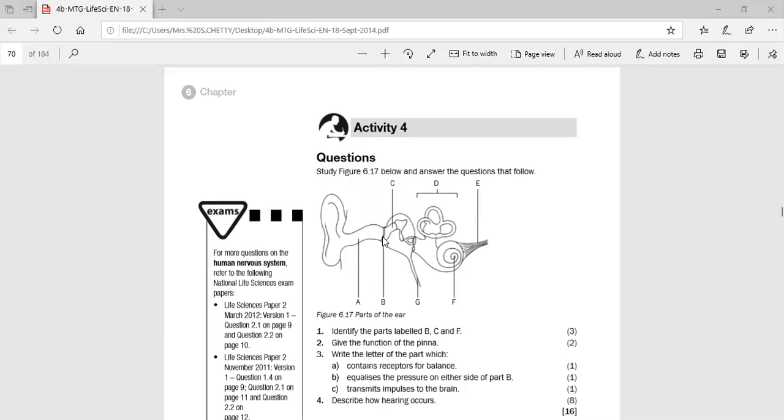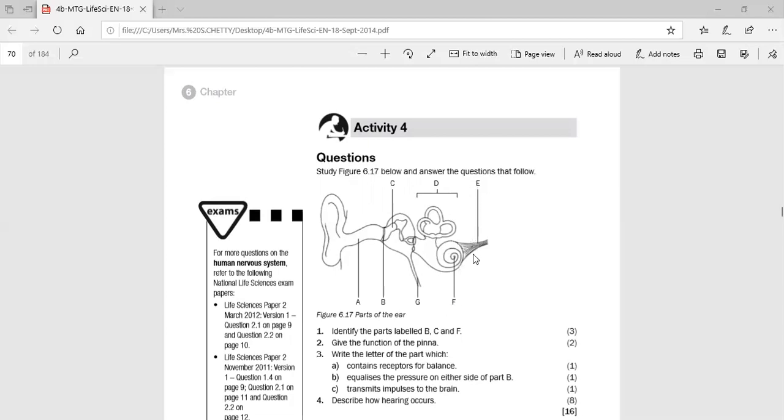which will vibrate and transmit the vibrations to these ossicles. How do you remember the order of the ossicles? You remember the mnemonic HAS, H-A-S. So that is your hammer, anvil, stirrup. D, of course, they're looking at your 3 semicircular canals here.